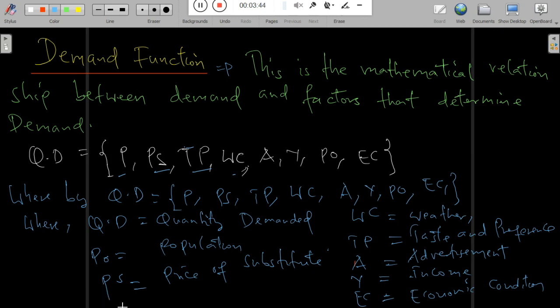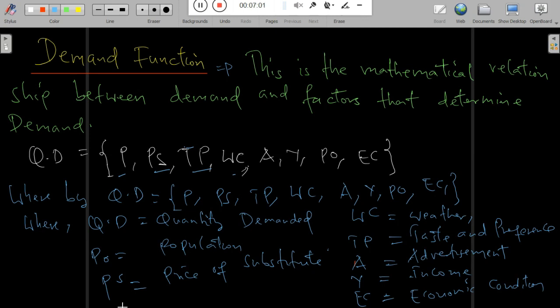Let's discuss the demand function. This is the mathematical relationship between the demand and the factors that determine demand. We have QD, which is a function of P, that represents the population. PS represents the price of substitutes. WS represents weather. TP represents taste and preference. A represents advertisement. And Y represents income. P is the price. And E, or C, is economic condition.